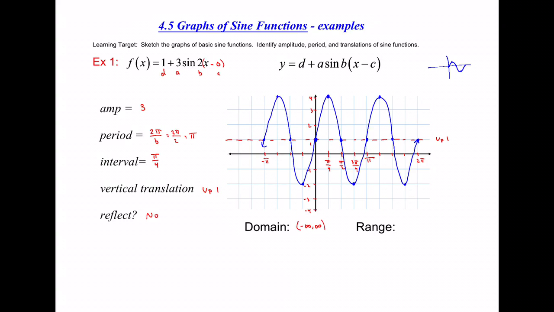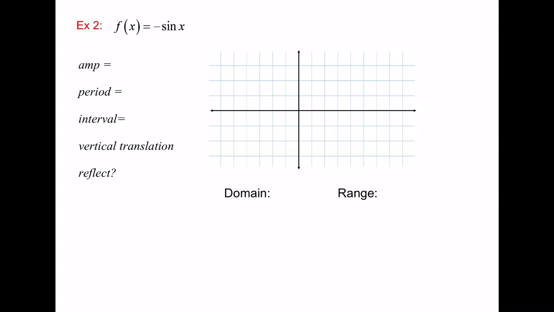So your range, in this case, goes from 4 and negative 2. So your range is from negative 2 to 4. And so that's how you graph the sine function using your transformations. Okay, let's take a look at another one.